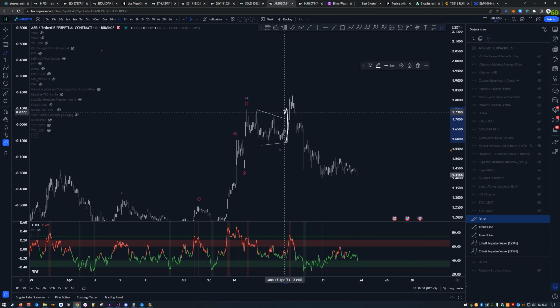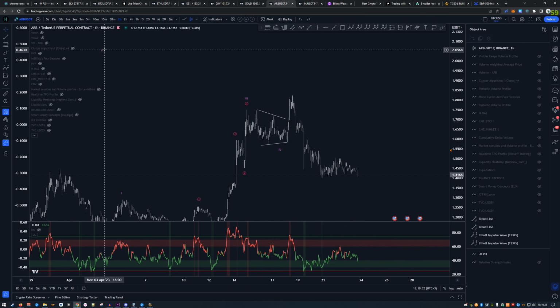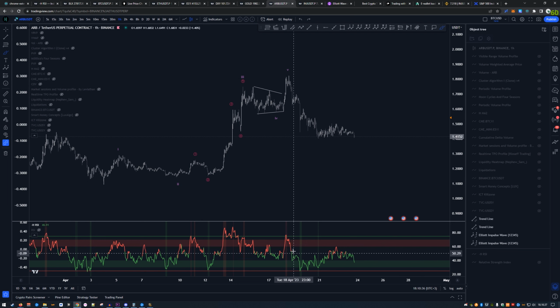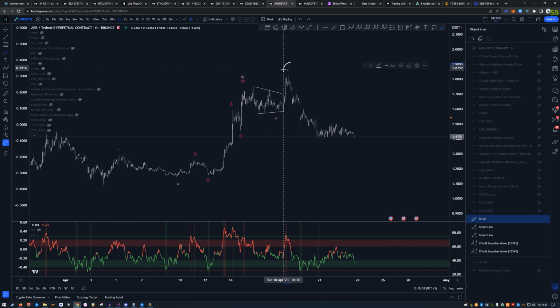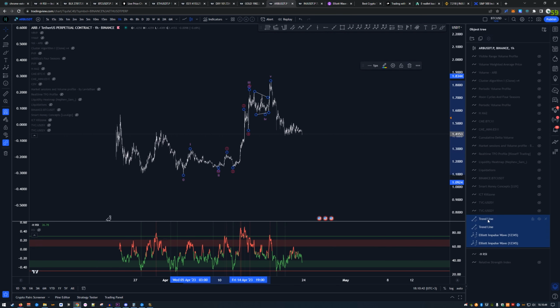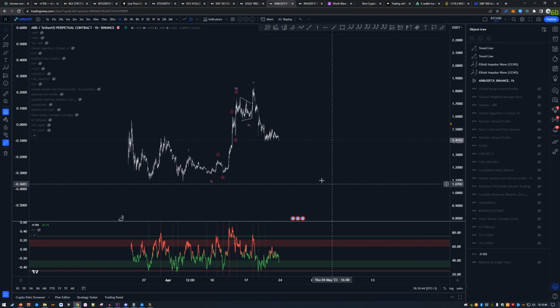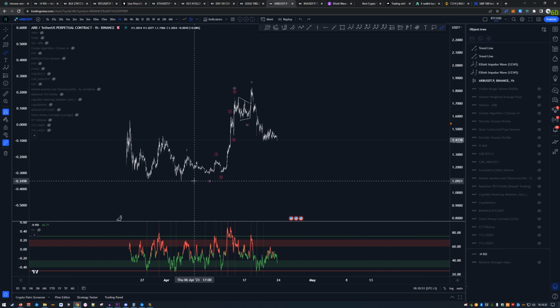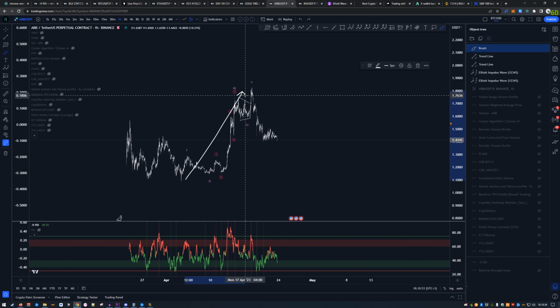Then we have again an impulse wave upwards from the lows, and then another move up, and with the divergence here visible, we're going to be getting that 5th wave. And again, at that point, this whole thing is to be finished, and now we would be looking for a correction for this. Now, the issue with ARB is that we don't know what this 5-wave structure is a part of, at least as of yet.